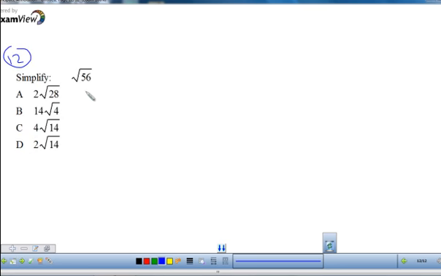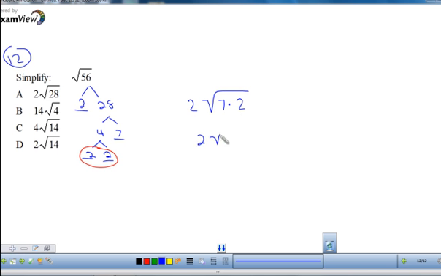To simplify the square root of 56, we're going to use a prime tree. So I need two numbers multiplied together that give you 56. 2 and 28. 2 is prime, so I'm going to underline it. Two numbers multiplied together that give you 28. 4 and 7. Again, 7 is prime, so I'm going to underline it. And two numbers multiplied together that give you 4. So I'm looking for my pairs. Anything that's a pair goes outside. Everything else stays inside. So it would be 2 square root of 14.